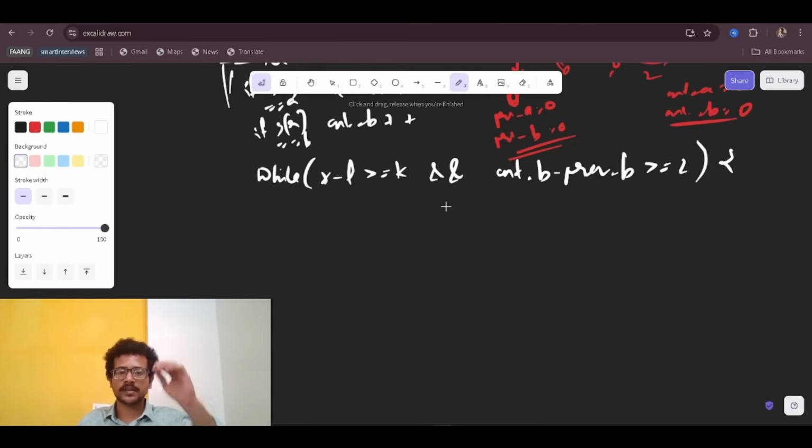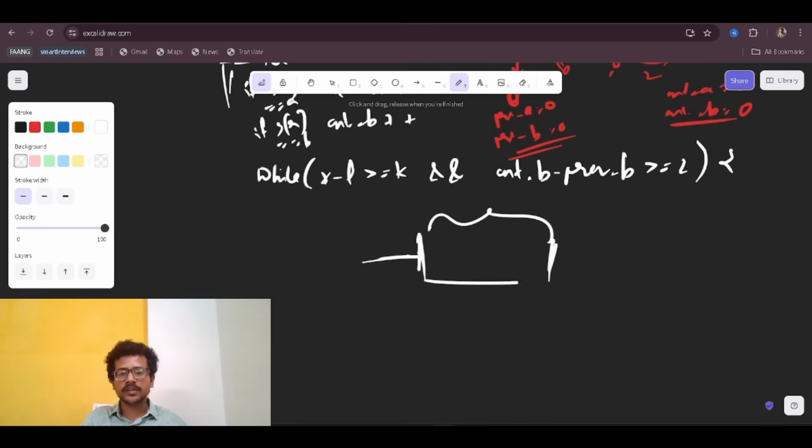Now I got R minus L greater than or equal to K, and I am just shrinking this L. While I am shrinking this, I am just removing this character. But before removing this, I need to check whether this substring is valid, and also I need to store this. It might be 00, 01, 10, or 11.